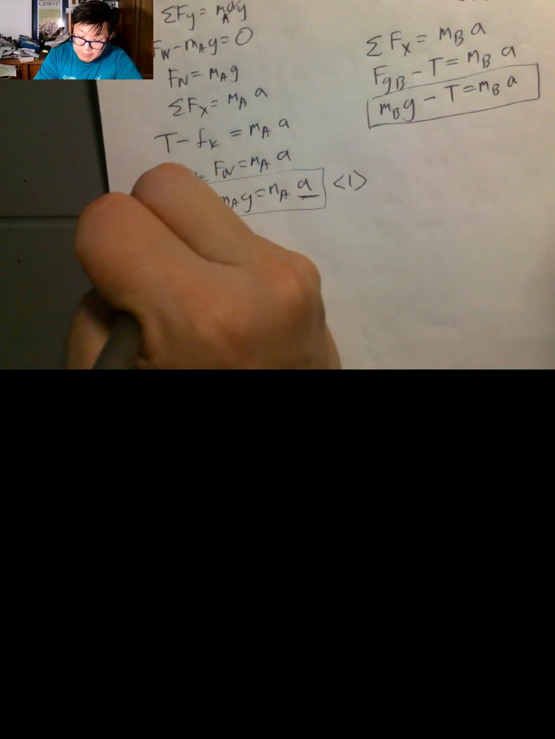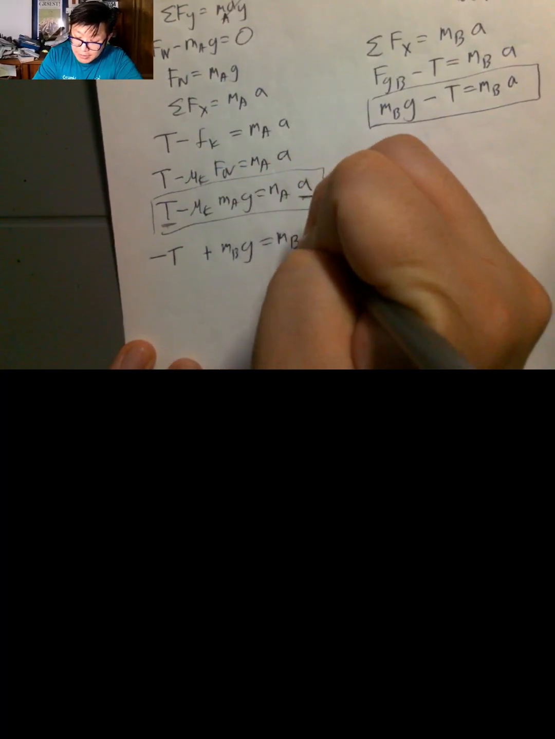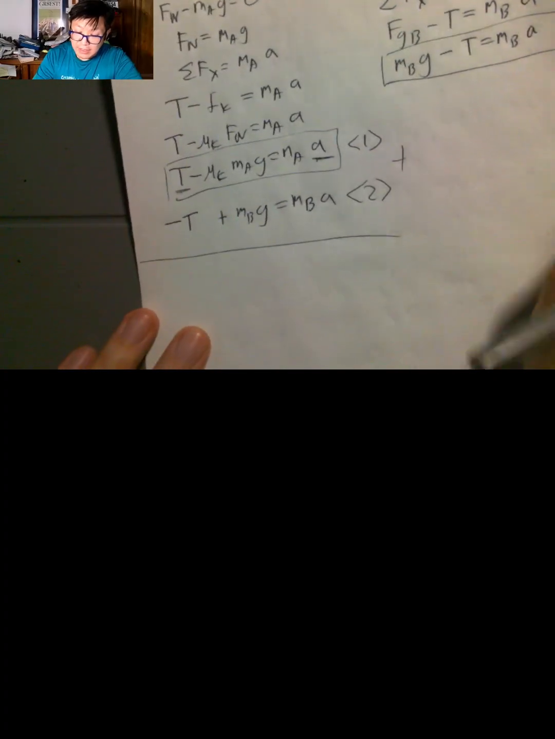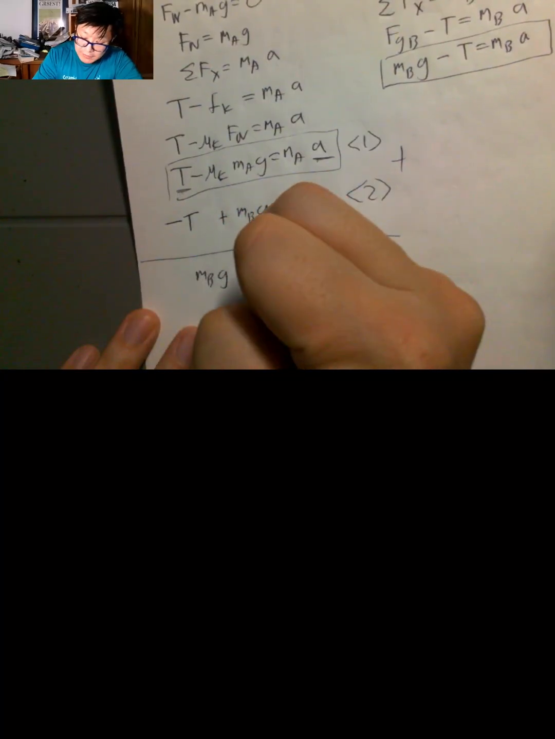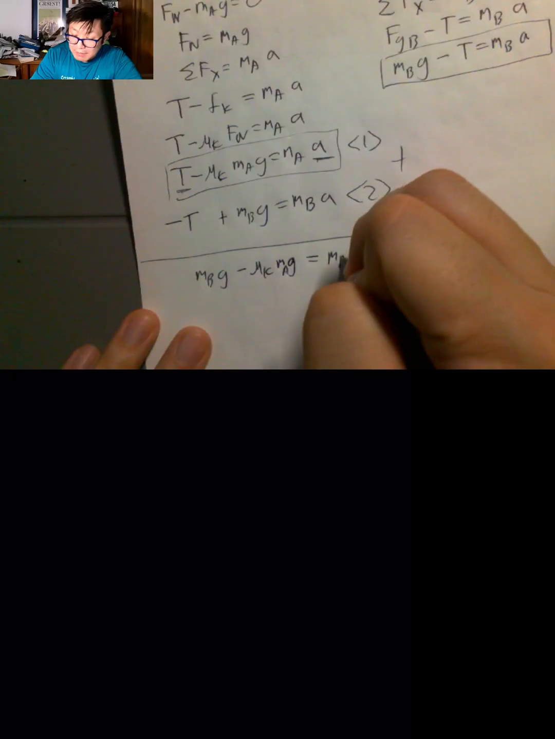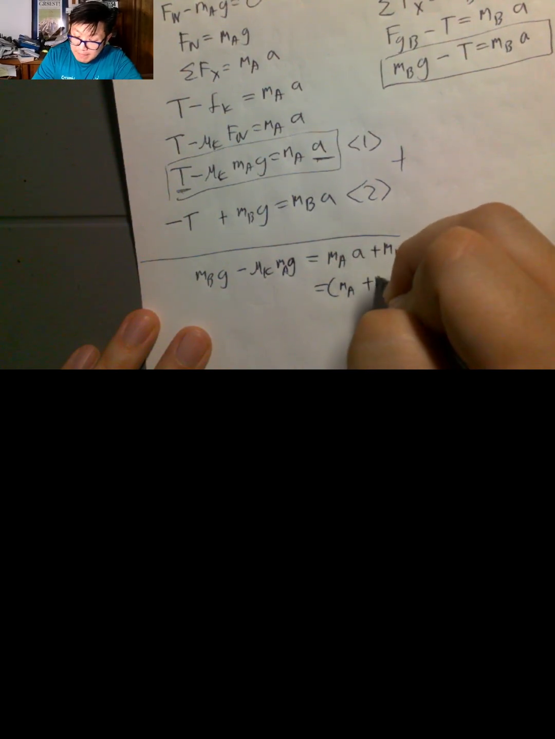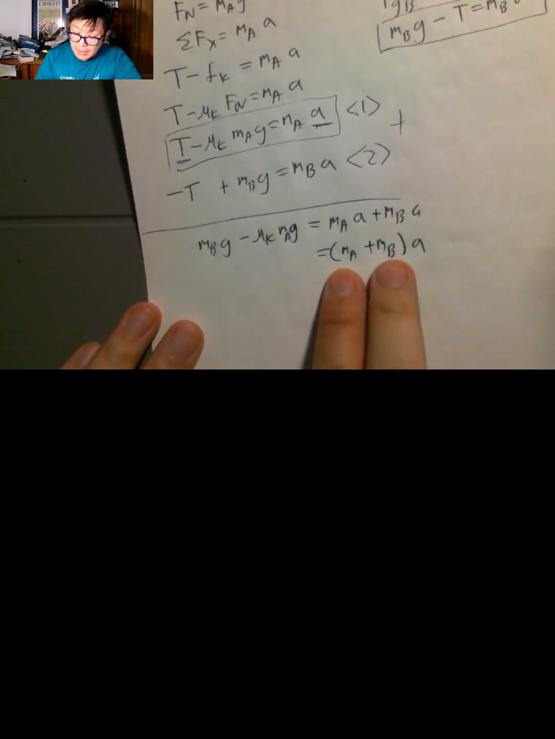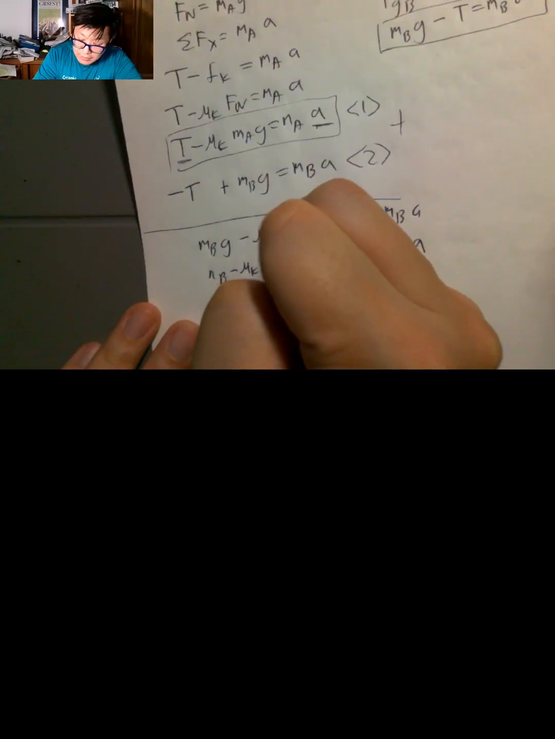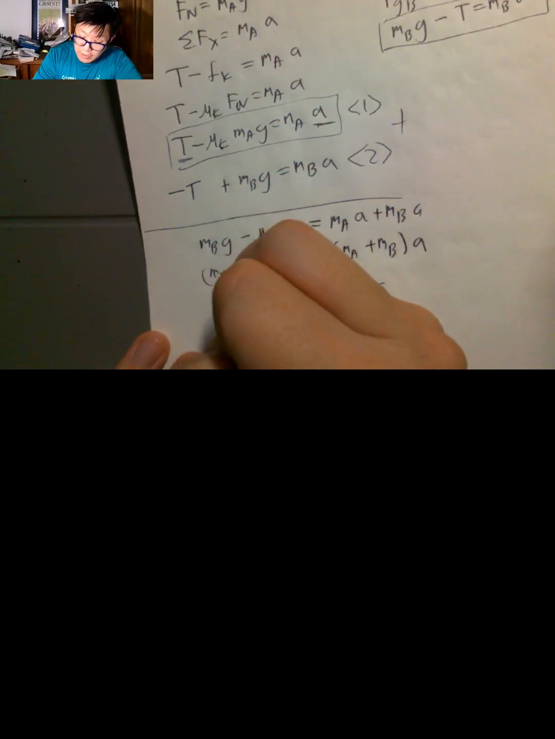So I'm going to change the order a little bit, put the negative T here, plus m_b g equals m_b a. And if I add equation 1 and 2 here, the tensions will cancel out. I'm left with positive m_b g minus mu_k m_a g on the left side. On the right side, I'm left with m_a a plus m_b a, which I will factor out the acceleration. And then I will probably factor out the g on this side. And then divide over, and I get my acceleration for both objects.